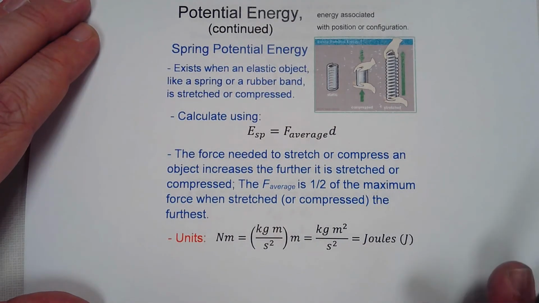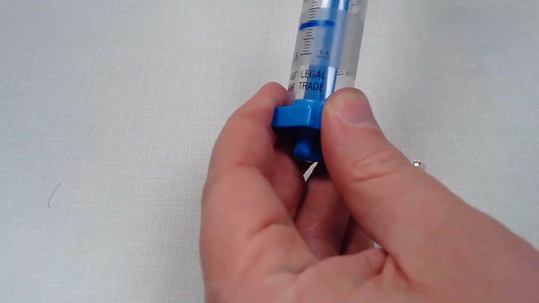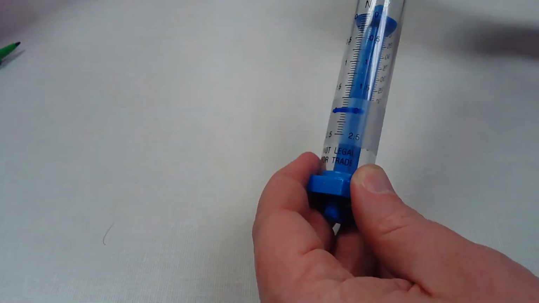So let's take a break from the notes and take a look at an actual spring. So this is a spring scale, and the way that this spring scale works, let me zoom out just a little bit here. The way that the spring scale works, let's zoom way out, you can see the whole thing.